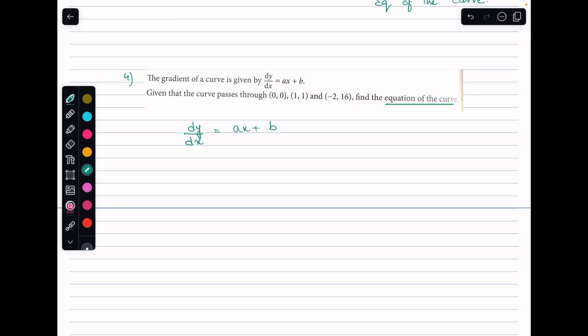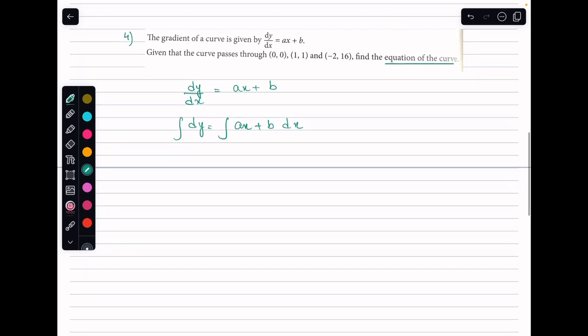So dy by dx equals ax plus b, and there is no information about the gradient, and there are just 3 points given for this curve. Therefore, I should be integrating this equation, the integral of ax plus b dx.